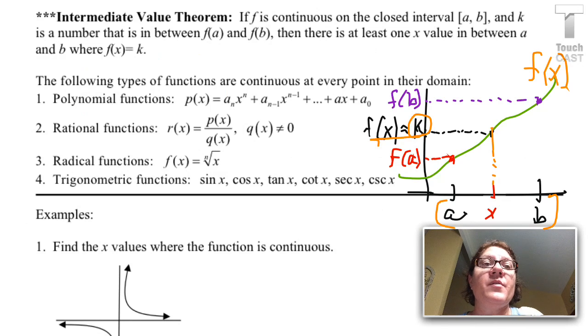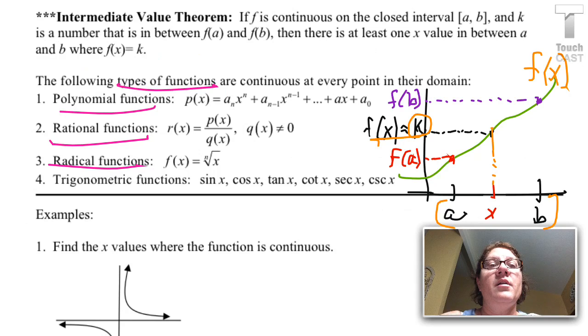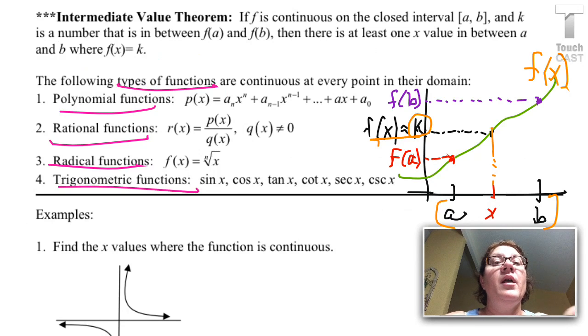And then these are just some types of functions that are always continuous. So polynomial functions, those are things like your quadratics and your cubics and your degree 4s and so forth. Rational functions, of course the denominator can't equal 0. Radical functions and trig functions. So at every point that's in their domain, remember, this isn't continuous everywhere, but it's continuous at every point in the domain. Same thing here, it's not continuous everywhere, it's not all reals, but it is continuous at every point in their domain.